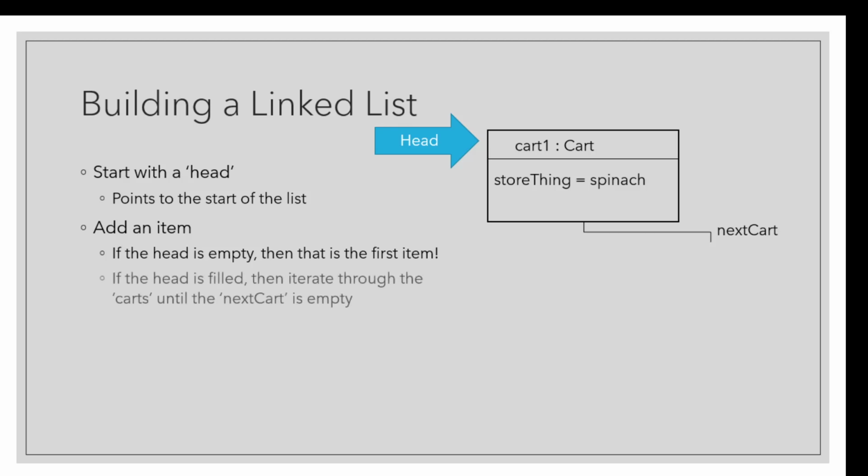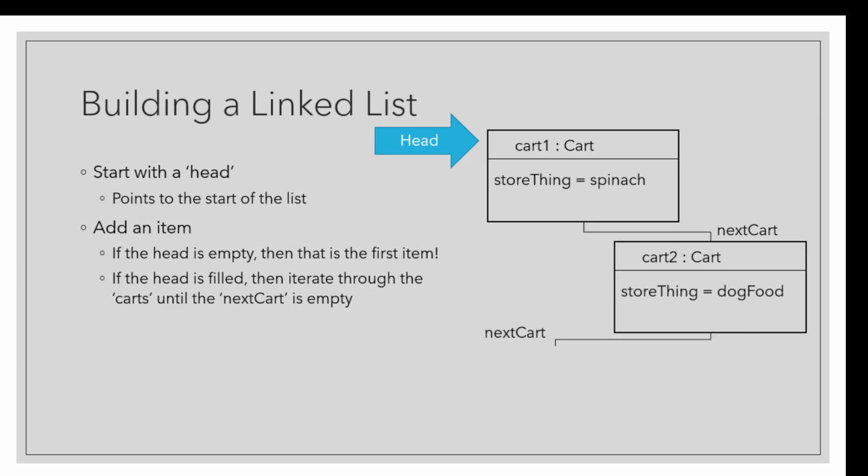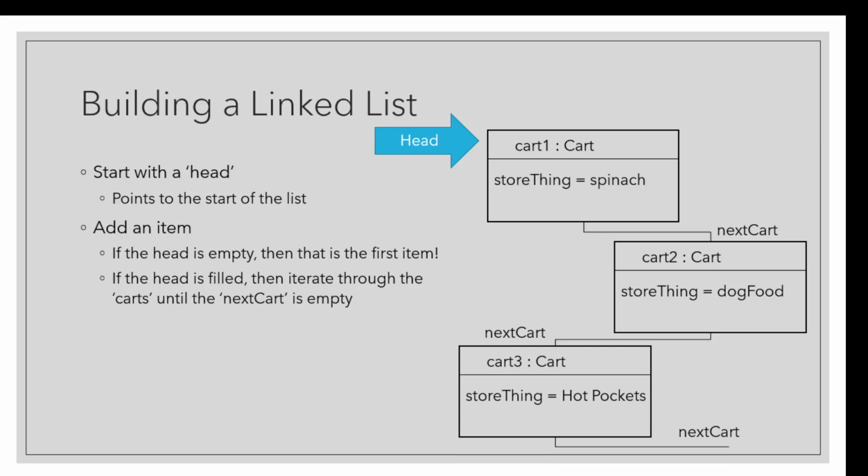So the next time we want to add something to the list, we just start at the head. If the head's not empty, we keep navigating until we find the last node in the list by just saying, okay, well, cart 1 dot next cart, okay, that's cart 2. Cart 2 dot next cart, oh, that's null. So now we've reached the end of the list. So if we add a third item into the list, at that point it gets put on the second cart's end, and then the end of the list becomes the third cart's null pointer. And so that's how we add them in.